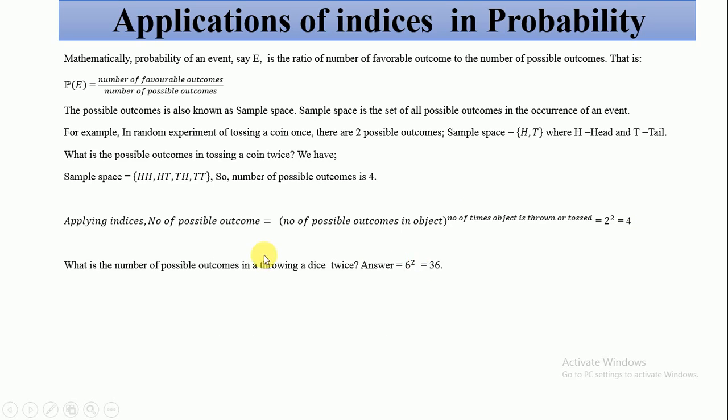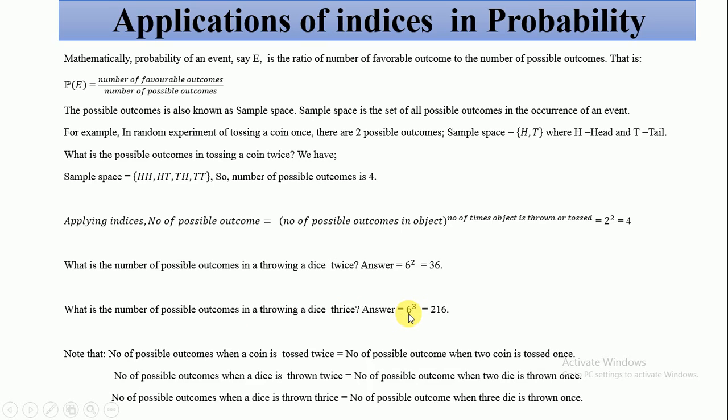Also, in a case where you need the number of possible outcomes in throwing a die twice, a die has 6 faces, so the number of possible outcomes is 6. The number of times is 2, so 6 raised to the power 2, which is 6 times 6, that is 36. The same thing when you have a die thrown thrice: you have 6 raised to the power 3, which is 216.